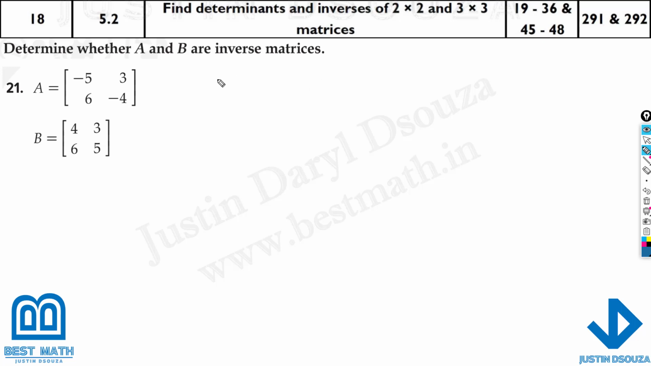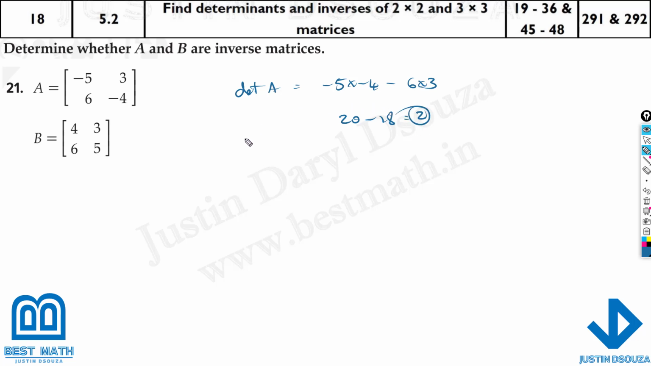Whatever I wrote for the first problem, please maintain that. Write it in steps, everything in detail. So when you're solving these problems by yourself, write it accordingly. But now over here, I'll just write it very quickly. It'll be minus 5 times minus 4 minus 6 times 3. It'll be 20 minus 18, so it's 2.